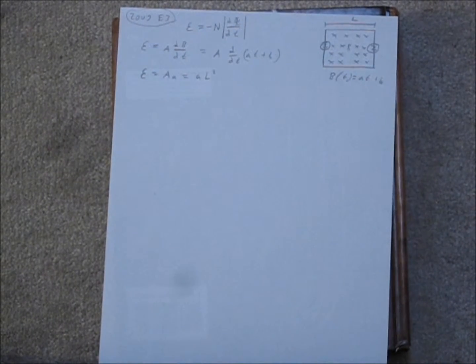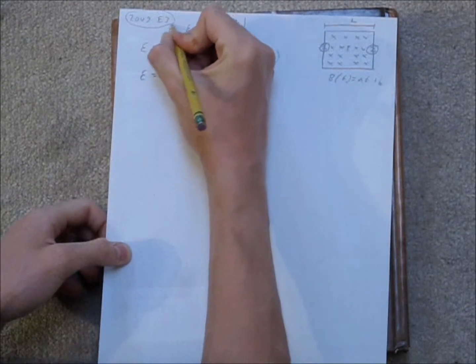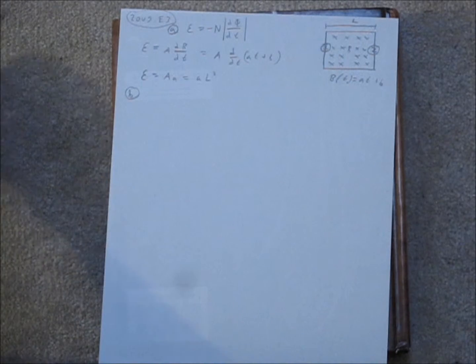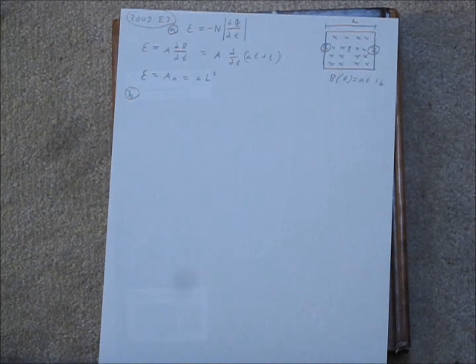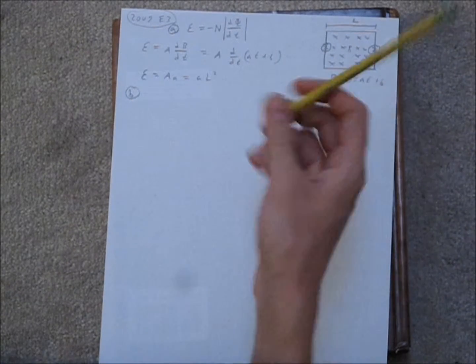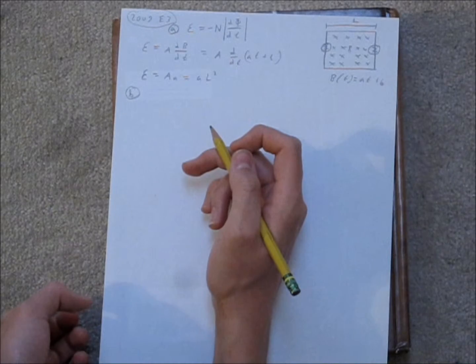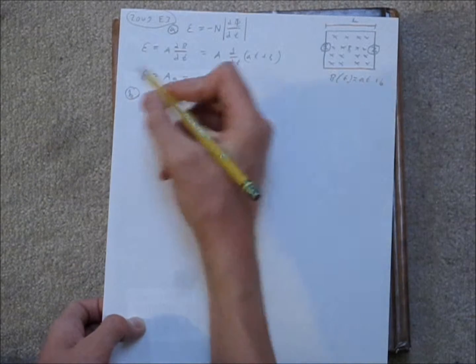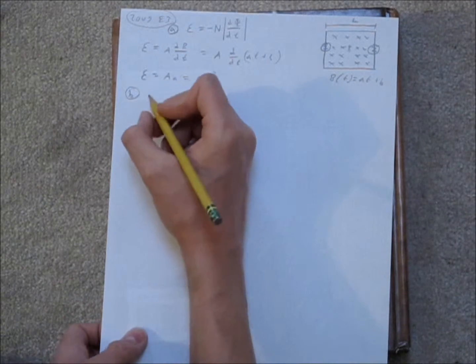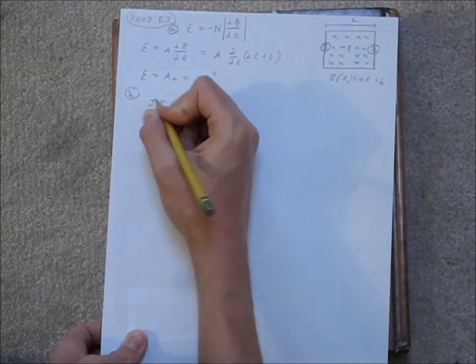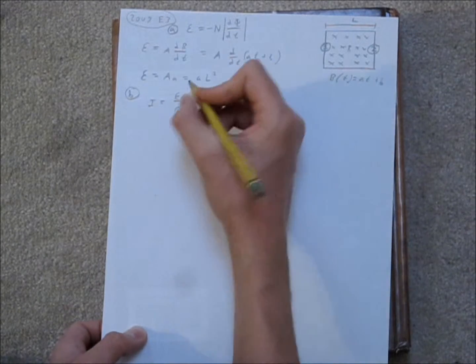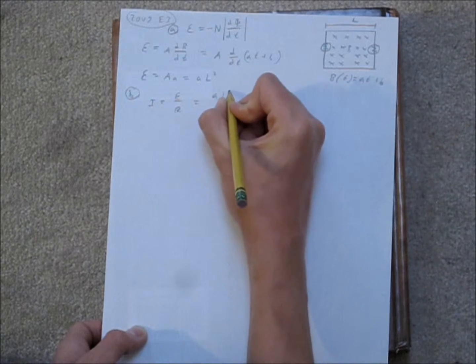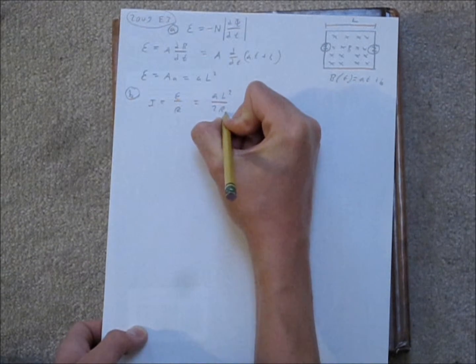Alright, now to part B. And let's label A. So part B, part I of part B actually, is asking you to determine an expression for the current through bulb 2. This one right here. That should be simple enough if you already know the EMF and you know the total resistance of the series circuit over here. You simply use Ohm's law and figure out that the current is equal to the EMF over the resistance, which in this case is equal to A L squared over 2R.